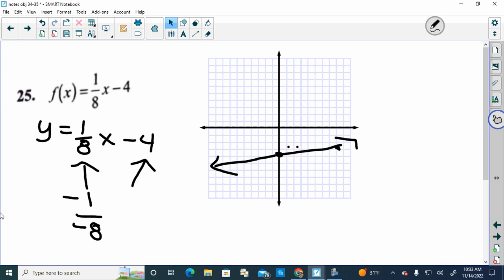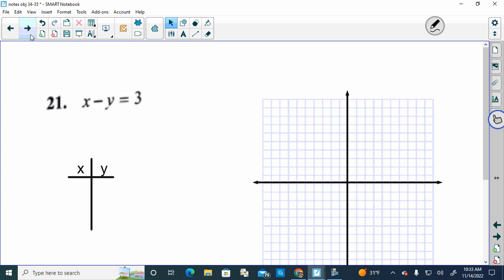Good on slope intercept, because I'm only doing 2 of each just because I feel like you guys have seen this multiple times. So now we're going to the standard one. So number 21.